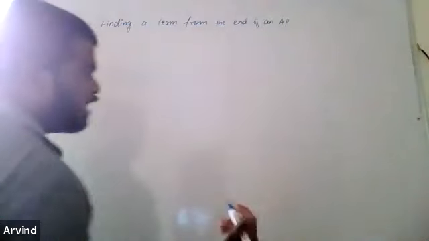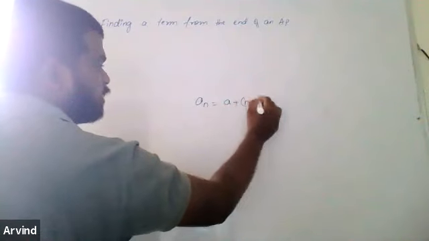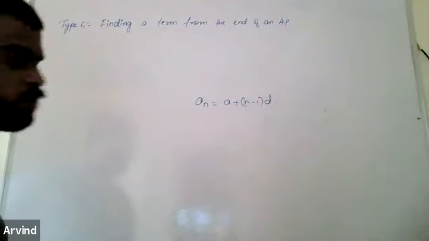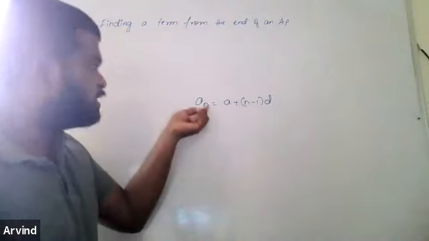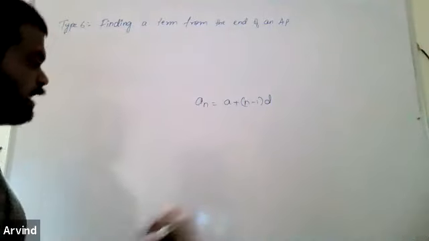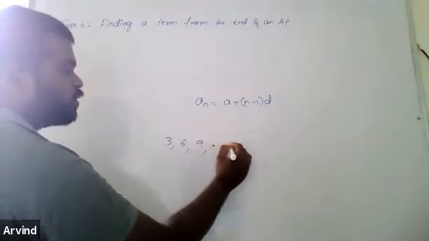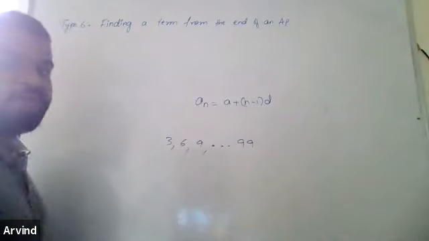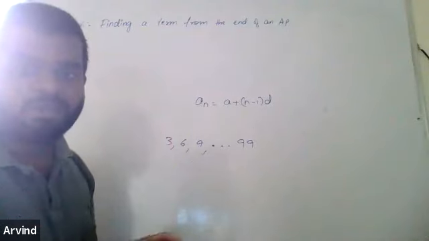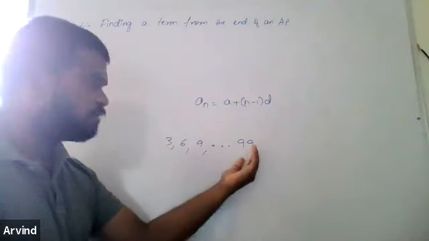Usually, to find any term you make use of a plus n minus 1 into d. Suppose you want the 50th term, you put 50 in place of n and you will get that. So this is the general procedure. Let's assume an AP 3, 6, 9, and so on up to 99. If I ask you to find the 20th term, easily you can use this formula. But I'm asking you to find the 20th term from the last, not from the beginning.